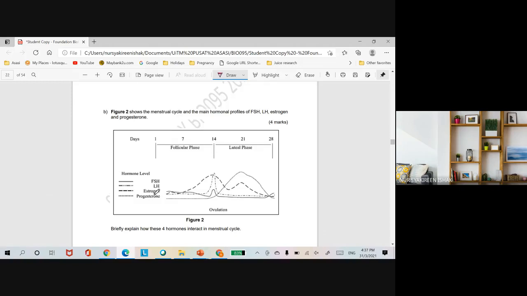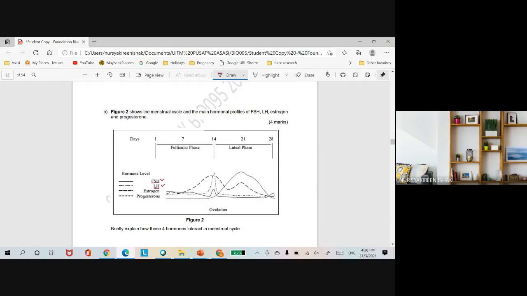system. Okay, so these 2 hormones, follicle stimulating hormone and LH, these are the hormones which are produced and secreted by the anterior pituitary. So anterior pituitary will secrete follicle stimulating hormone and LH. And so what is the function of these two hormones? Daripada nama dia boleh dah tahu apa fungsi dia. The function for follicle stimulating hormone is to stimulate the growth and development of follicle.